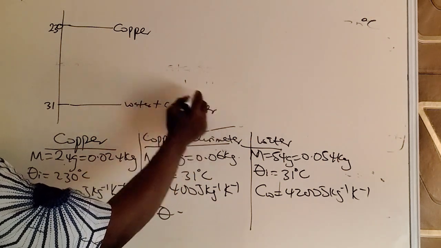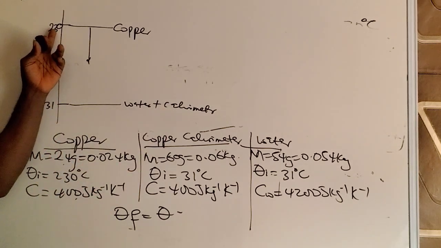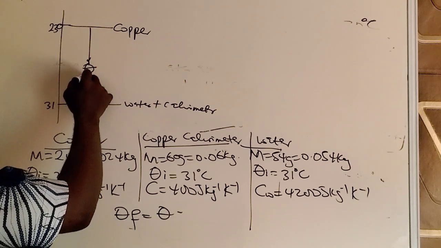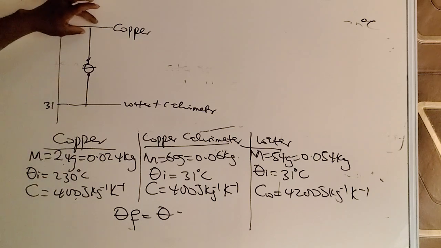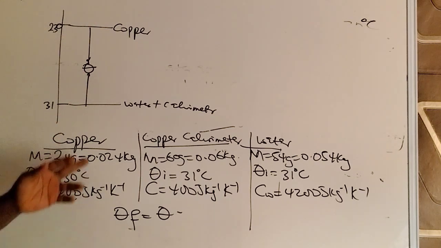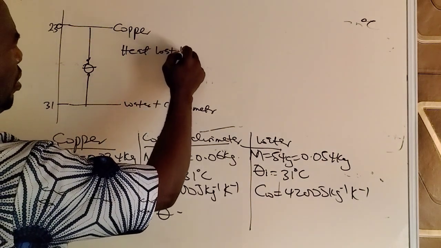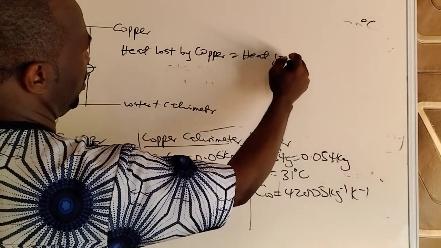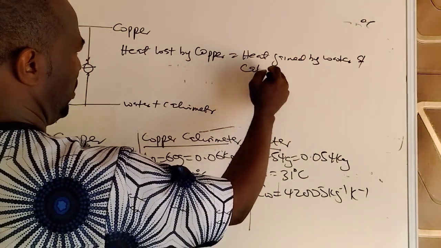So this copper was then dropped inside the water and calorimeter. So the water and calorimeter will now absorb heat to go higher, and will now have a final temperature, which we are looking for. So you see that the copper has a high temperature, while these have a lower temperature. So the copper will lose heat, while these will gain heat. So now we say heat lost by copper will be equal to heat gained by water and calorimeter.